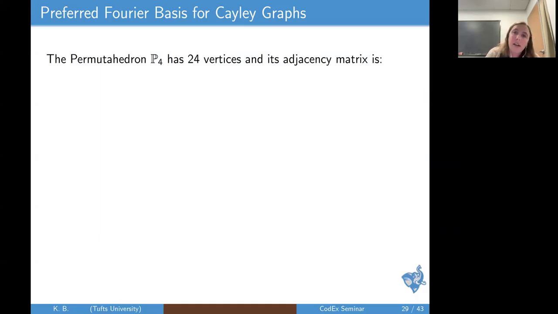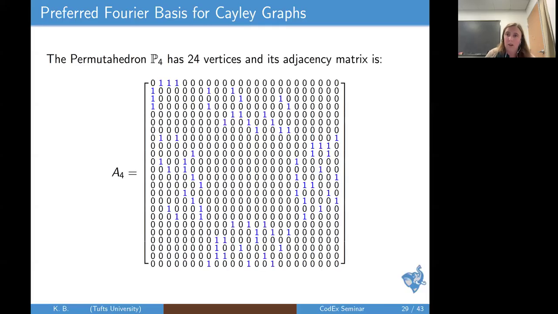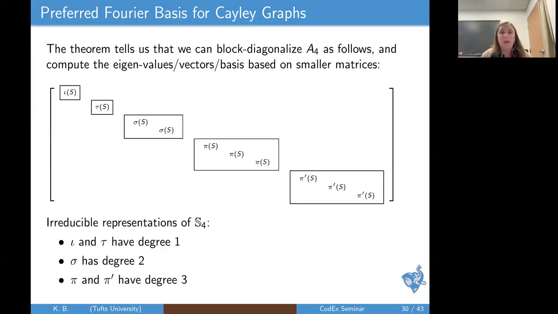Well, in particular, if we think back to our initial graph, our permutahedron, where we had the P4, it had 24 vertices, and its adjacency matrix was this. So it's quite large already for just having n equals 4. We end up having a 24 by 24 matrix. So you can see as we go with larger and larger amounts of candidates in a ranking, our matrix is going to get quite large.